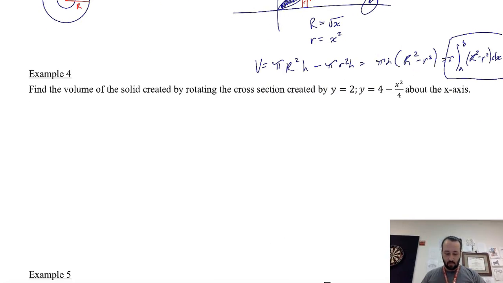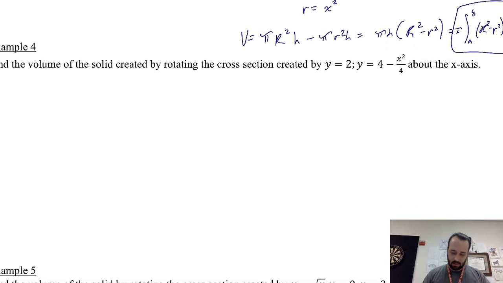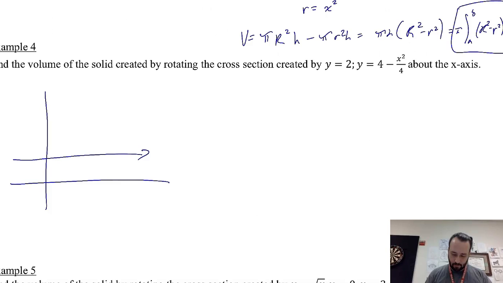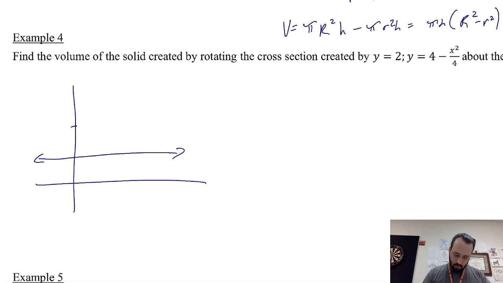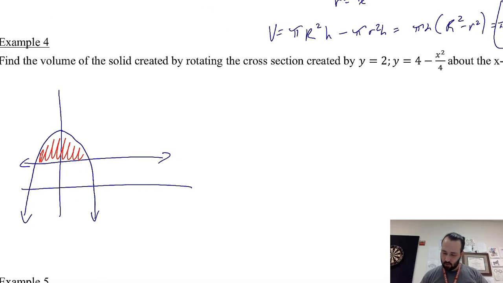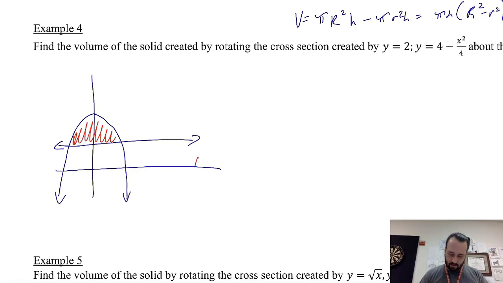Okay, find the volume of the solid created by rotating the cross-section created by these equations about the x-axis. So I have y equals 2, and up 4, and then a parabola. So a parabola that's pointed downwards. So my region is this cross-section right here, and I'm rotating it about the x-axis. I'm rotating it about this. So I will have a region in here that will be a blank space.